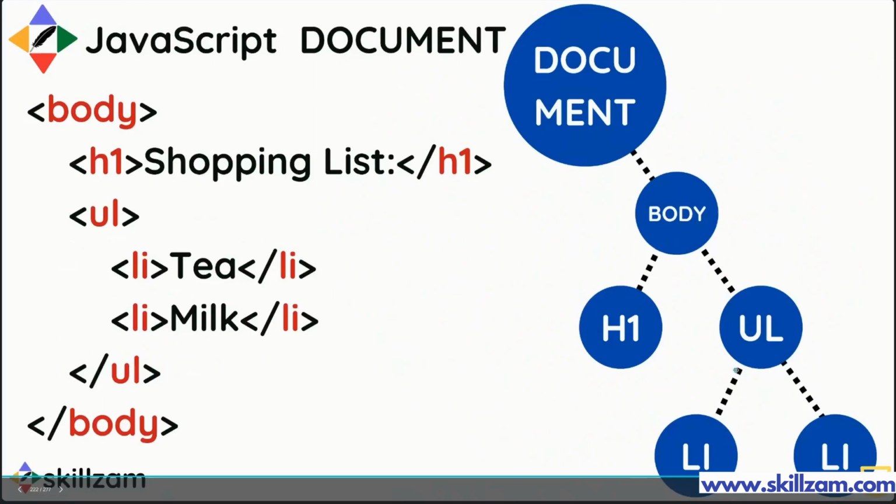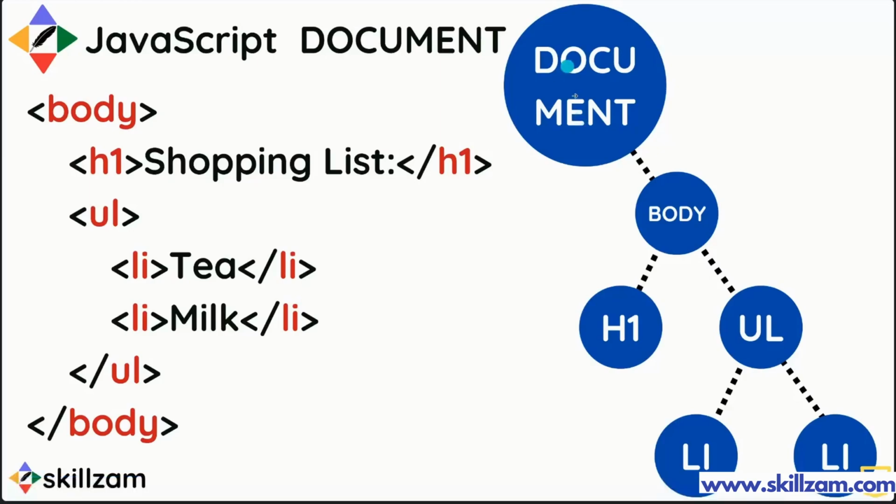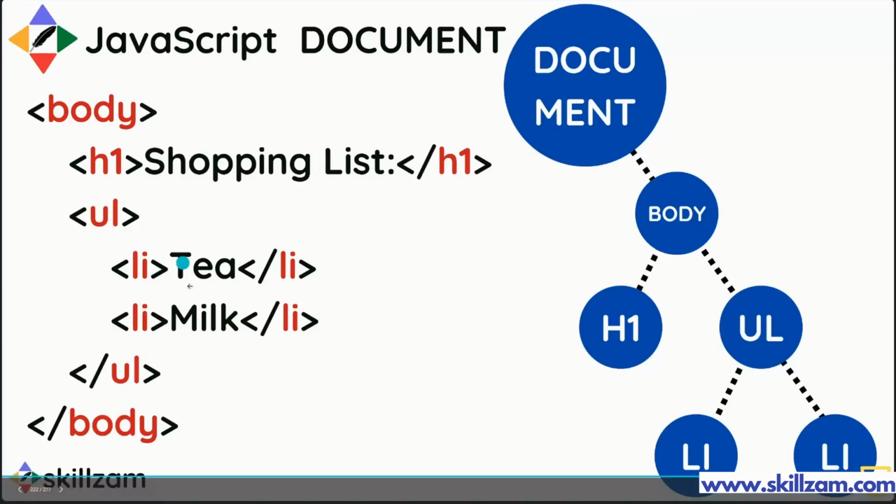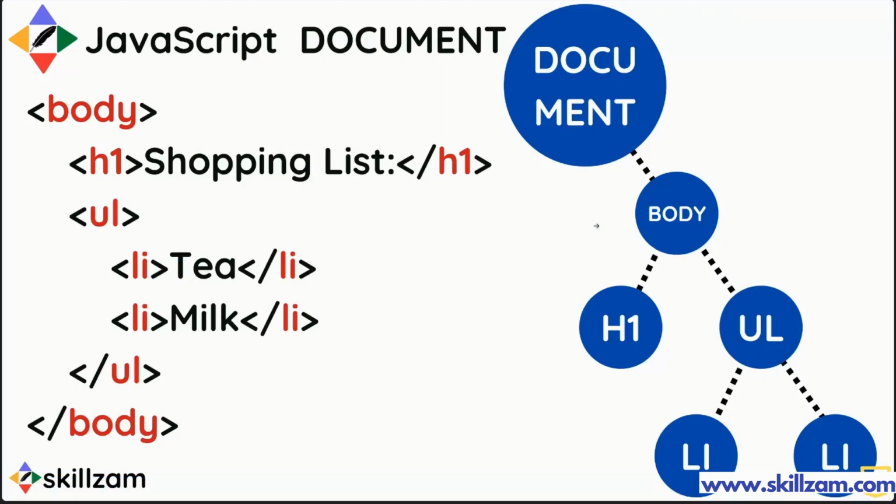If you observe this, the document is at the root, and then you have a body tag. There is a certain hierarchy. The body contains the h1 tag and the ul tag, and the ul tag in turn contains the li tags, which is nothing but two li tags. In this way, every HTML document can be thought of as a logical tree which represents the document.